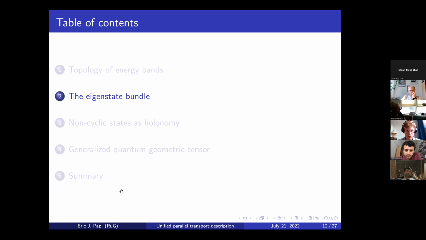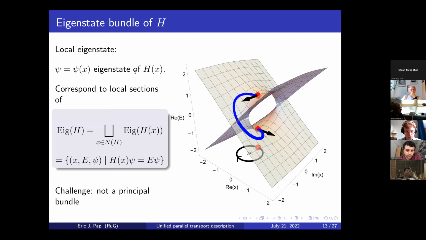And so for that, we need a new space. It will be the eigenstate bundle. And there are multiple ways of arriving at it, but let me just share our original motivation. And that's on this slide. So we start top left. So the original motivations were local eigenstates.